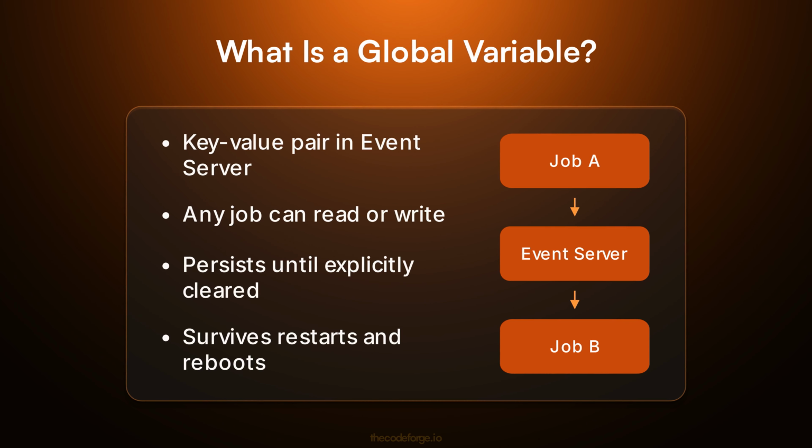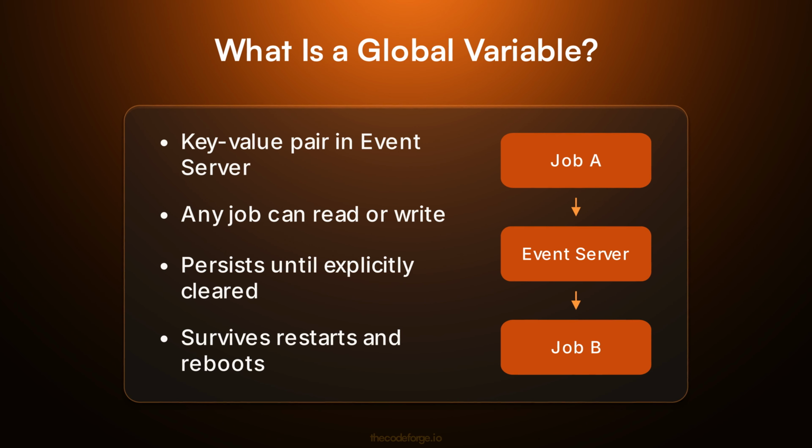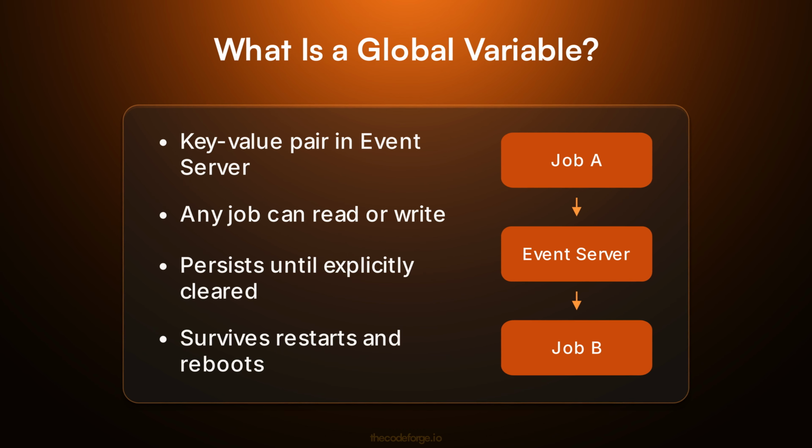A global variable is like a shared whiteboard. One job writes a value, another reads it. But unlike a whiteboard, the value never disappears unless someone erases it. That's where teams get burned.